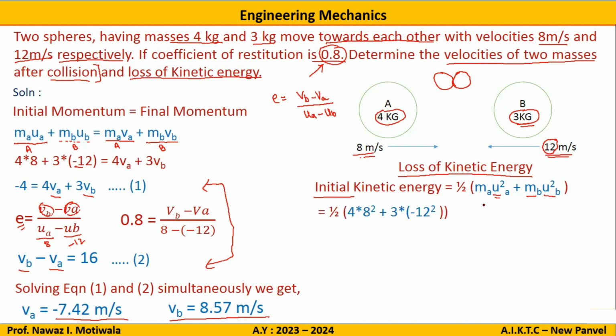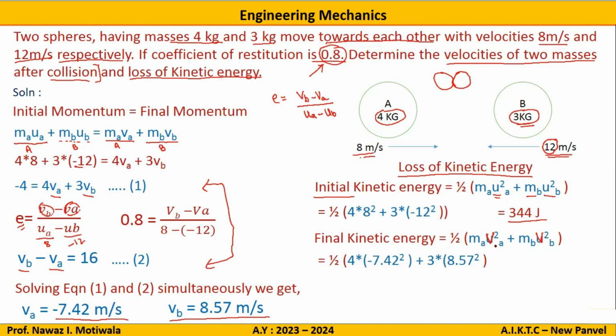Substituting the values, I will get the value of initial kinetic energy as 344 joules. Now similarly I will find out the final kinetic energy. The only change will be in place of u it will be v. So half mA vA square plus half mB vB square. Substituting the values, because I now know the values of vA and vB, I will get the answer for final kinetic energy as 220.28 joules.